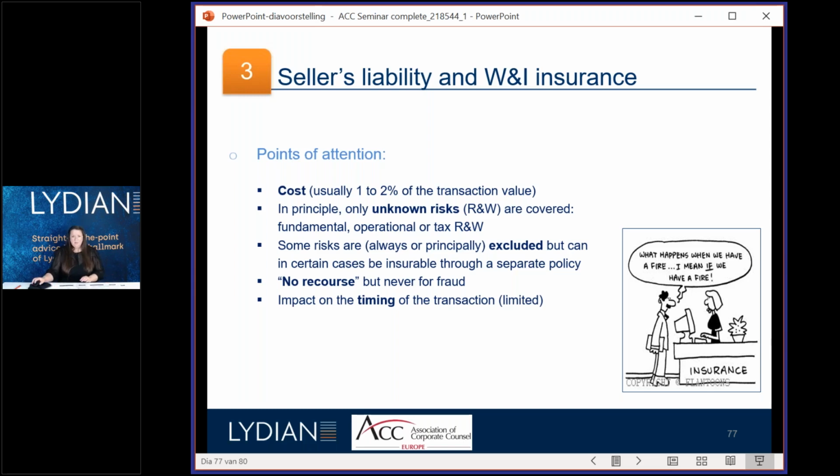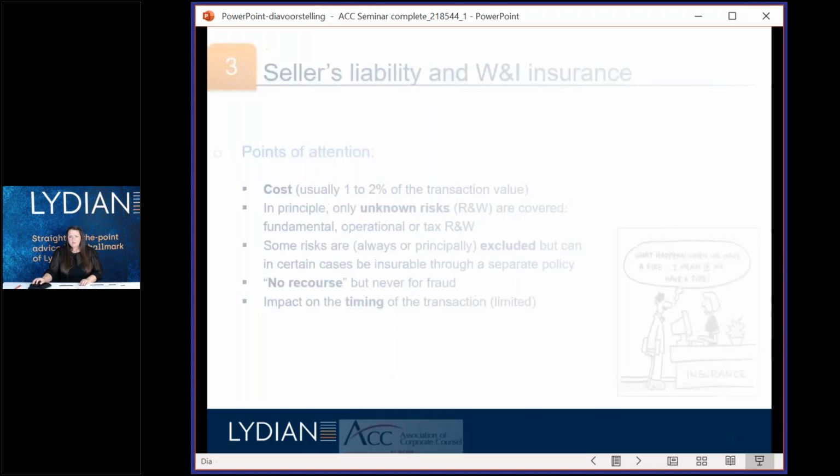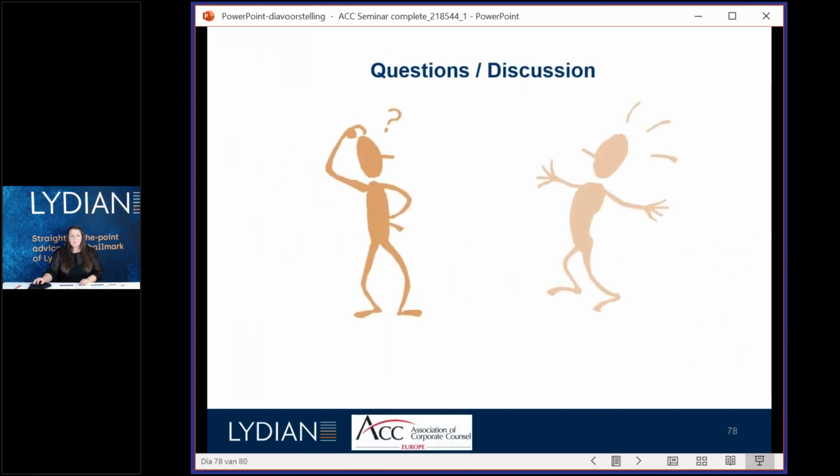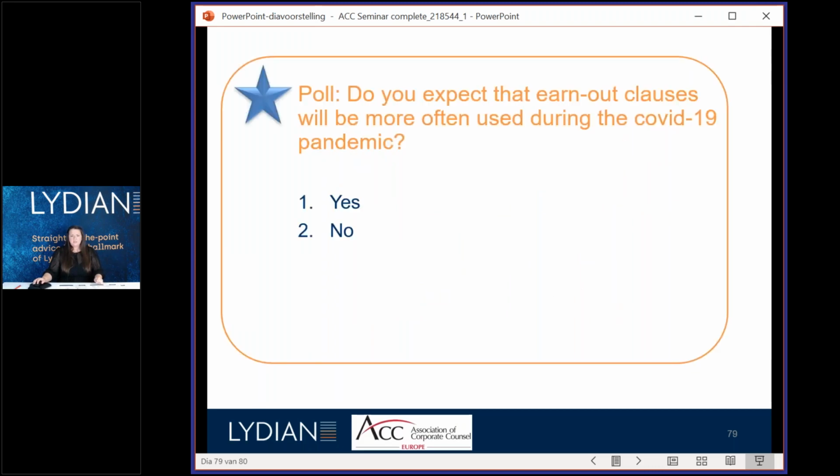All right, then I think because we're running a little bit out of time, maybe we can address the questions by email later. And I would suggest that we move on to the poll. And I'm interested to know if you expect that earn-out clauses will be used more often during the COVID pandemic or not. Thank you.